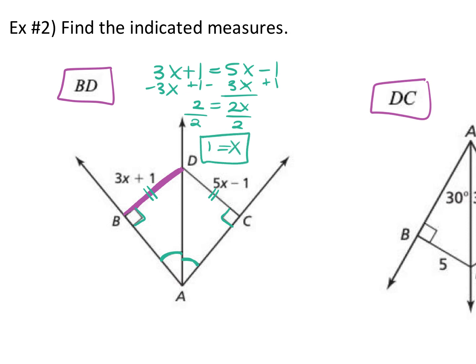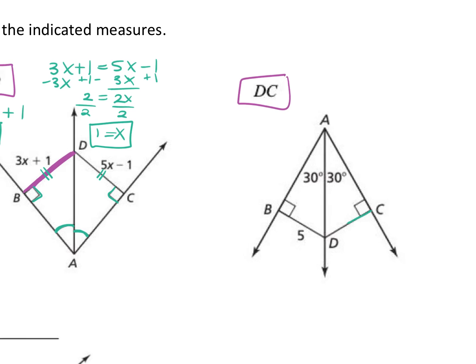So what's the length of BD if x is 1? 4. Right, you're doing 3 times 1 plus 1, which is 4. So BD has a length of 4. Okay, look at the next one.